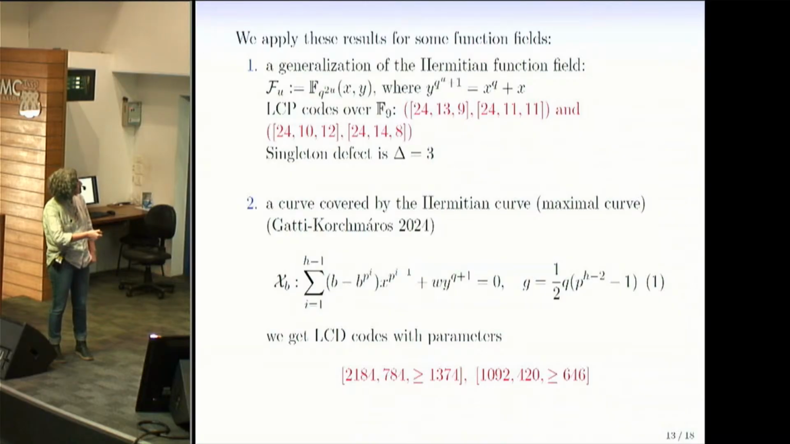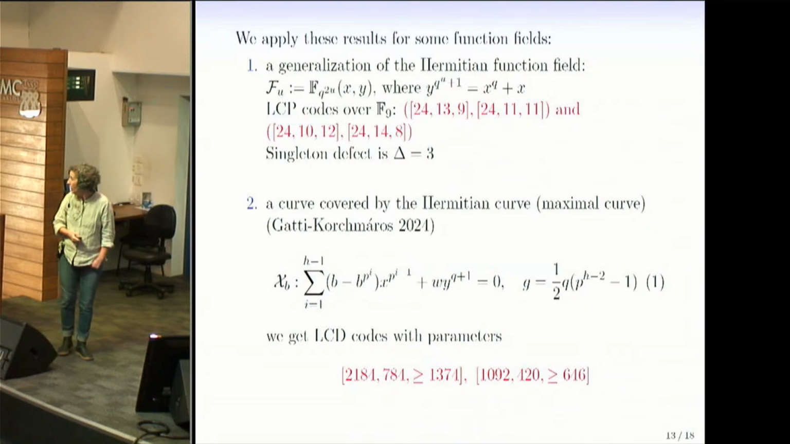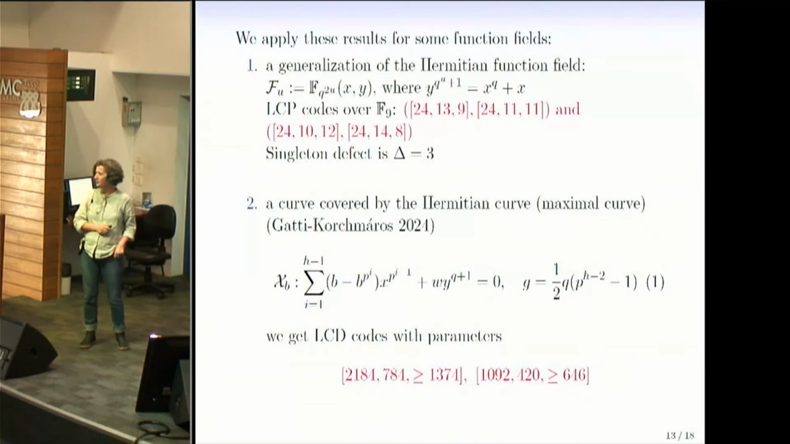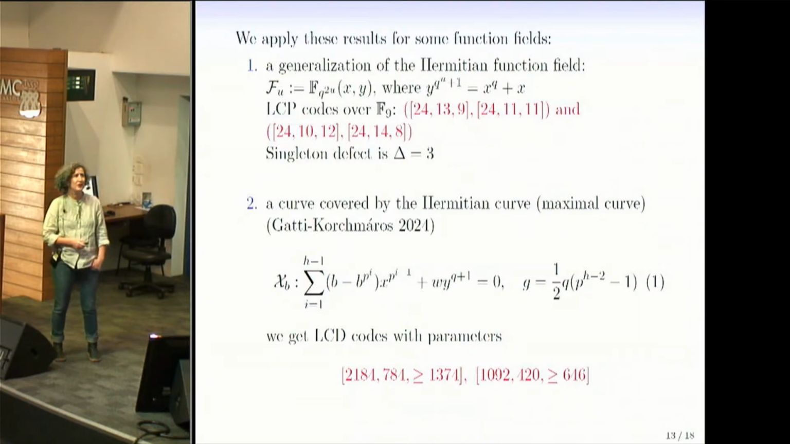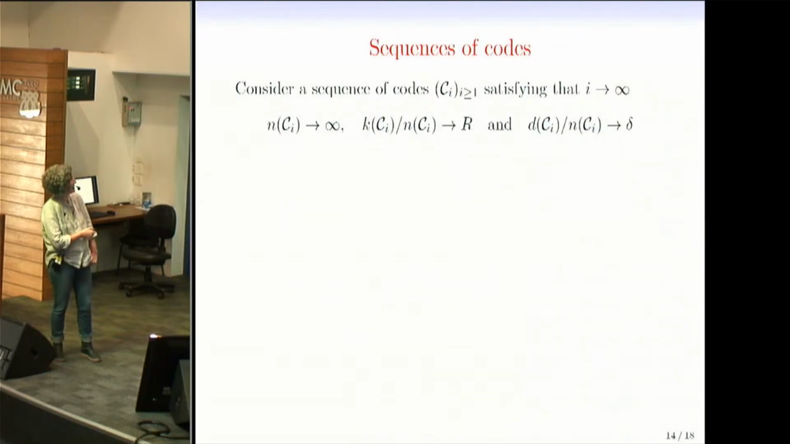And we could construct LCD codes with these parameters. And also, again, if you add the dimension plus the minimum distance, okay, you are far away, but not that much also from that. Okay, so I'm just going to skip to the second part.